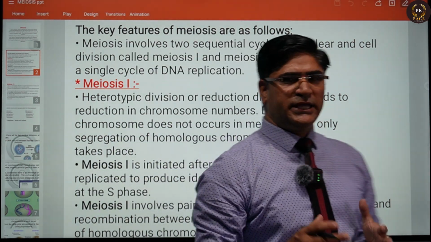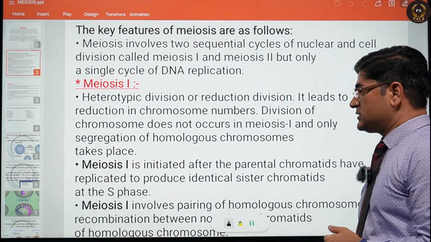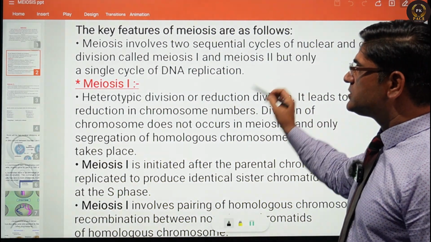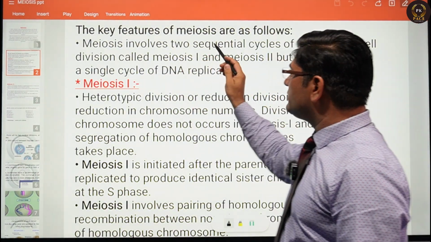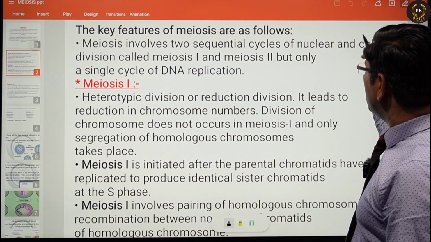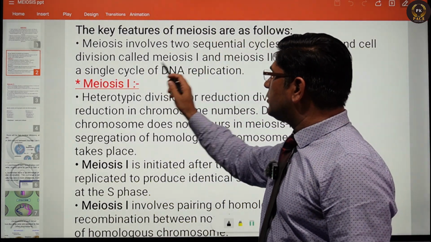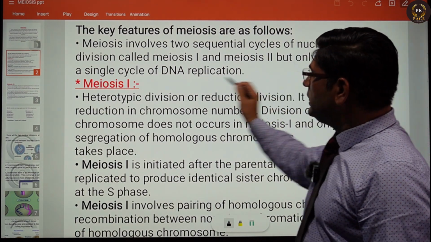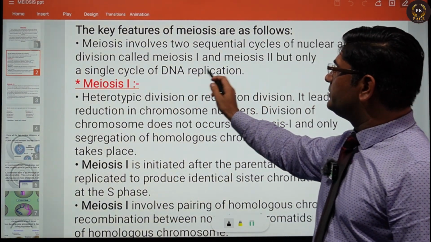If I tell you the key features of meiosis, they are as follows: meiosis involves two sequential cycles of nuclear and cell division, called meiosis 1 and meiosis 2, but only a single cell cycle of DNA replication.